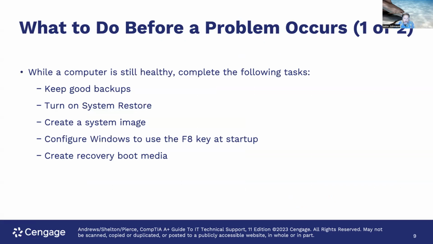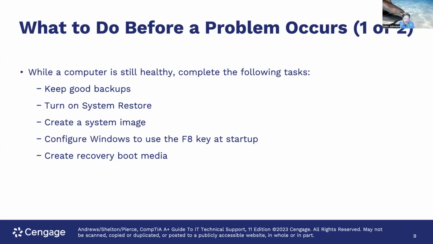So what to do before a problem occurs? Well, there are a lot of things that we always talk about that people invariably don't end up doing but regret later. While your computer is still healthy, you need to do some things. You need to keep good backups. You need to have a backup plan. You need to have periodic backups, whether incremental backups or whatever. You need to have backups on any system that has important data, anything that has data, honestly, you should back it up. You should turn on System Restore so that you can revert back to known good states. That's a very important thing.